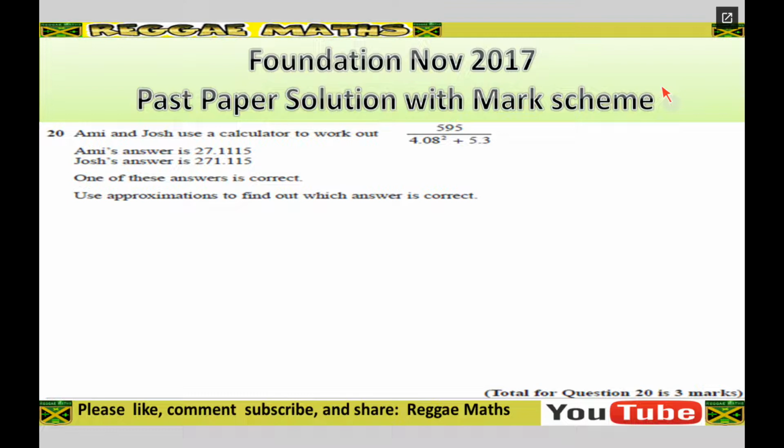Amy and Josh use a calculator to work out 595 divided by 4.08 squared plus 5.3. One got 27.1115, one got 271.115. One of these answers is correct. Use approximation to find out. So 595 gives me 600, and 4.08 gives me 4 squared plus 5.